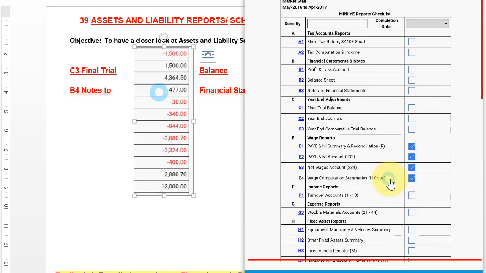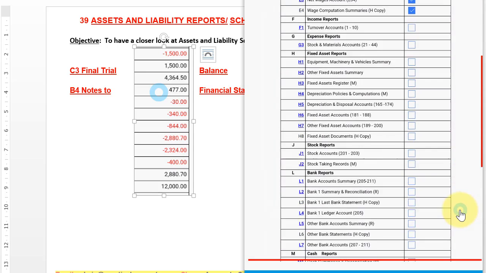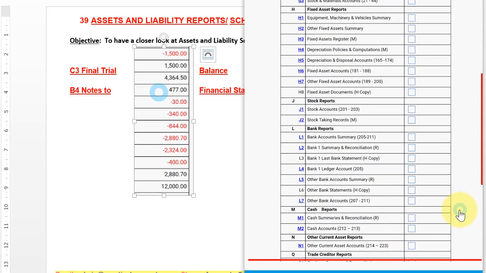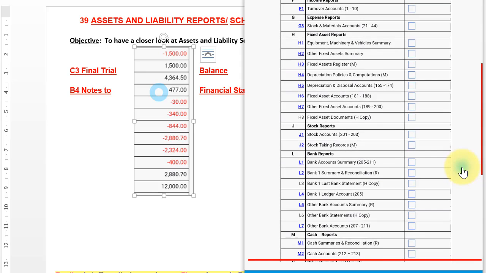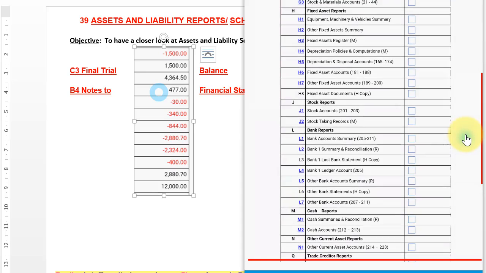So this is our mini year-end reports checklist. Now we're looking at assets and liability reports. Now we've got nothing in the H section because the business doesn't have fixed assets. The only asset that was bought was written off as an expense, simply because we're following the cash accounting method.